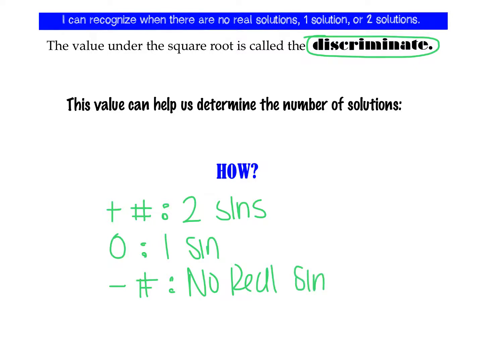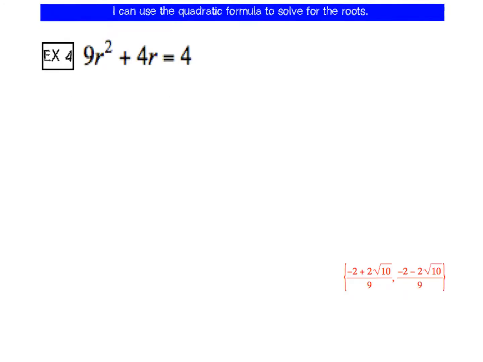It doesn't save us a ton of time. However, if we end up with this negative, we can see pretty quickly no real solutions and move on. All right, so we're going to do a couple more, a little more complicated ones. Those were pretty basic, just to get you used to an exact value format, because in Algebra 1, you were taught to just round, and now we're going to use the exact value. So if it's not a perfect square, we're going to use that square root sign.